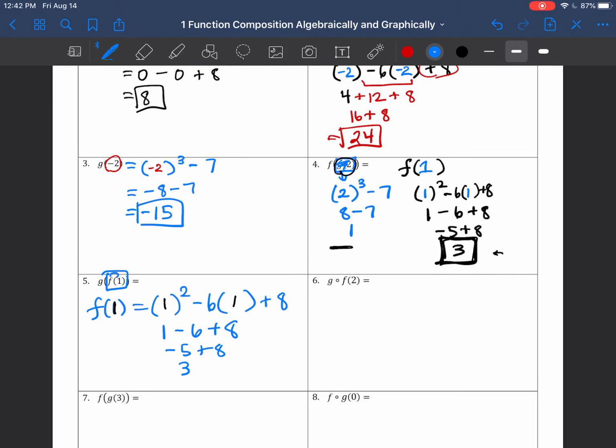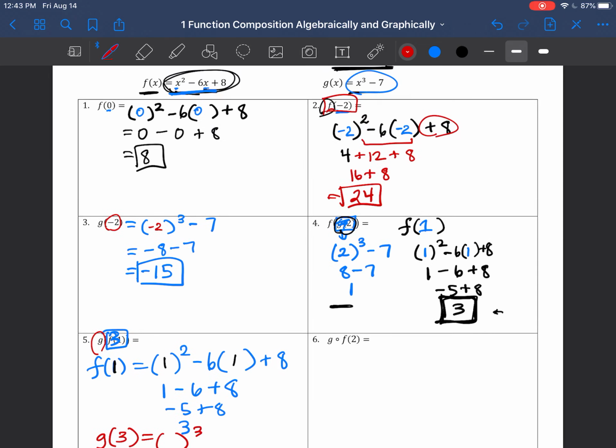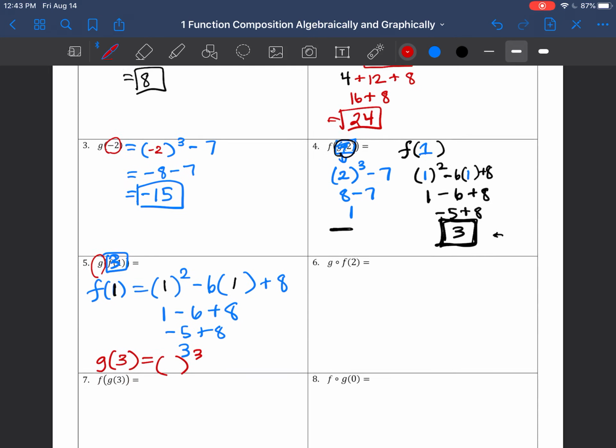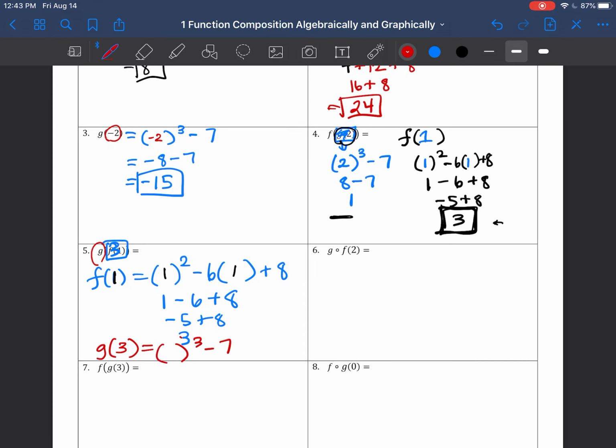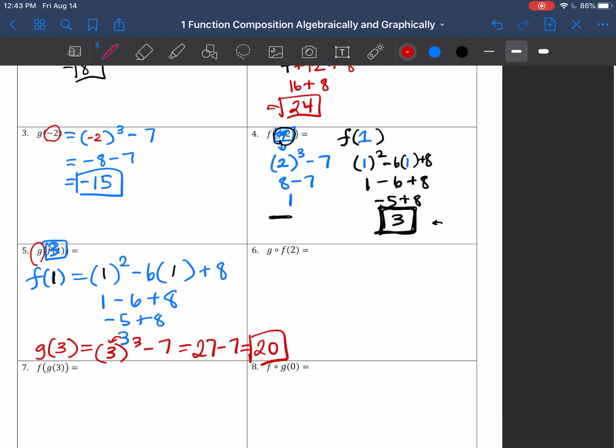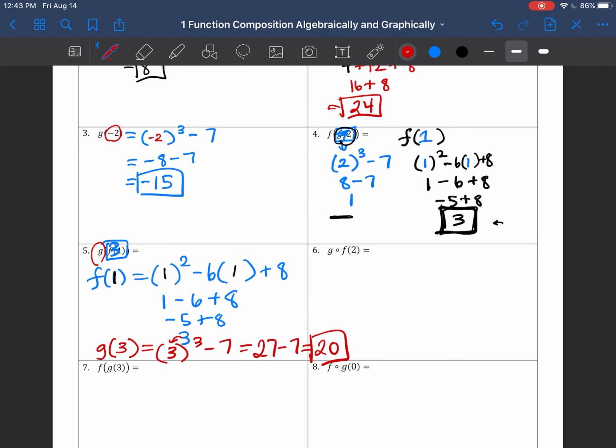We're not done yet because that's just what we're putting inside the g function. And so now we have to figure out what g of 3 is. And the rule for g says x cubed minus 7. So x cubed minus 7, and we're putting that 3 right here. 3 cubed is 27, minus the 7 is 20. All right, so 2 steps for these composition functions.